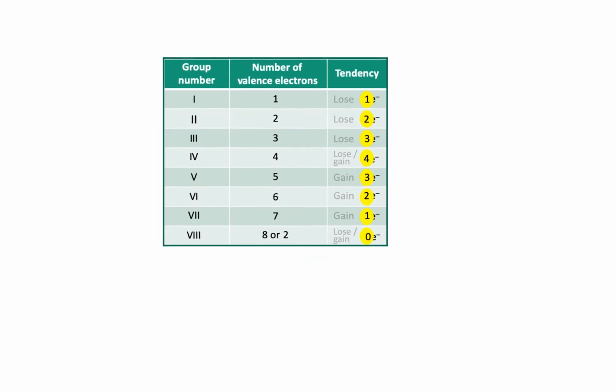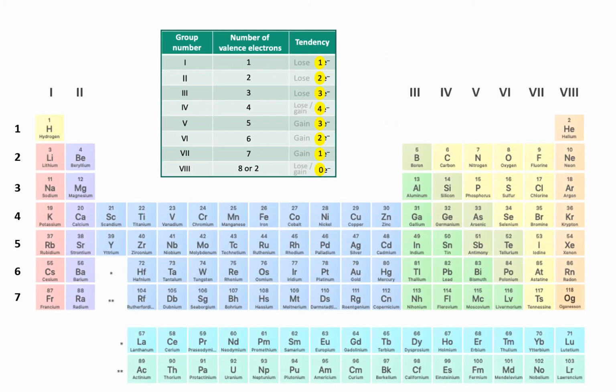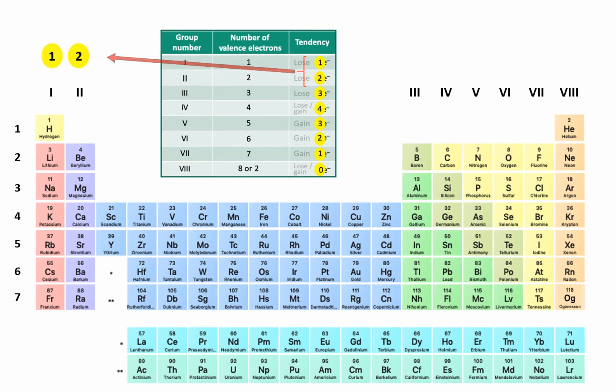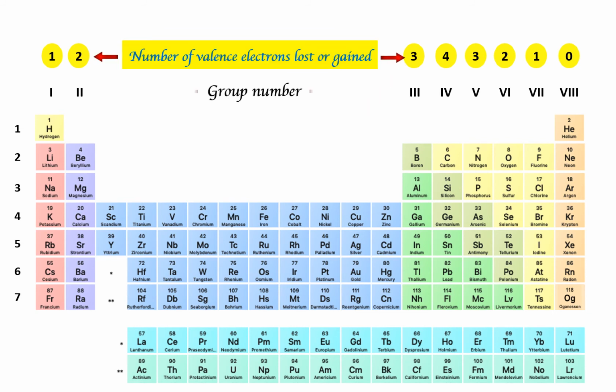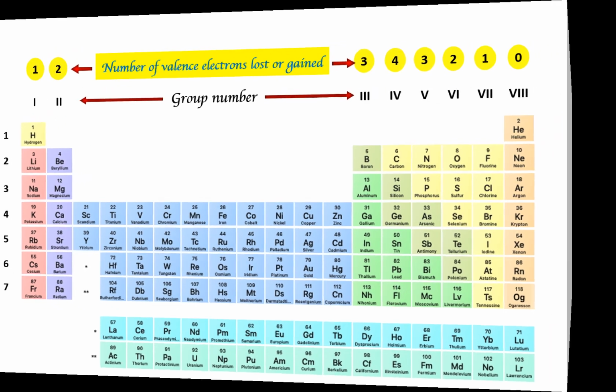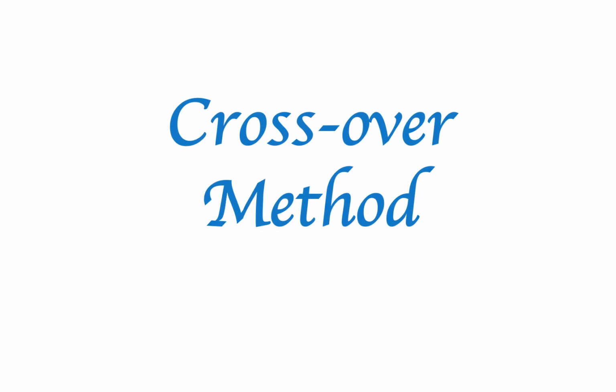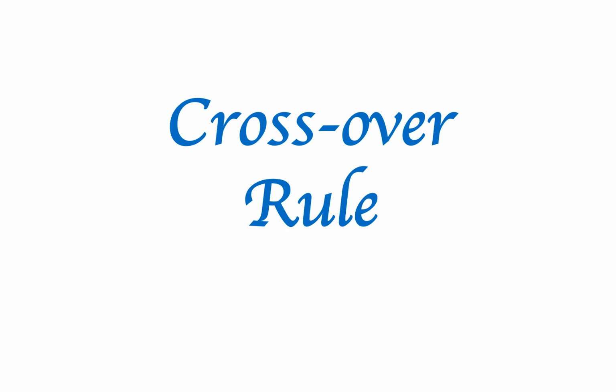We'll take these numbers and place them in their correct positions on our periodic table, and then use them in a quick technique to find the formulas for the compounds that result from a chemical reaction between a metal and a nonmetal. This quick technique is called the crossover method or the crossover rule. To see how it works, we'll go back and use it for the 3 compounds whose formulas we figured out the long way.